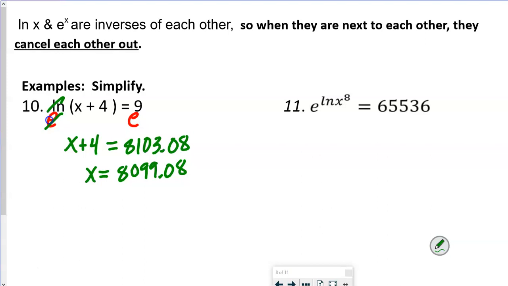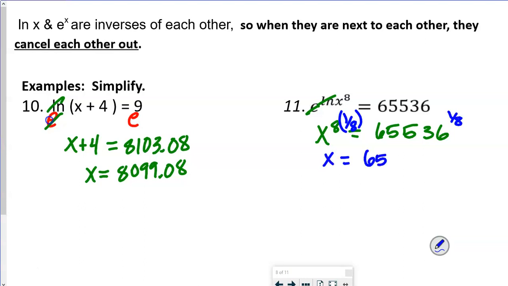All right, so over here, again, we have e and ln next to each other, so we have x to the 8th is equal to 65,536. Hopefully you remember that the way we get rid of an 8th power is to take it to the 1/8 on both sides. So this is going to be x is equal to 65,536 to the 1/8 power, which means x is equal to 4.